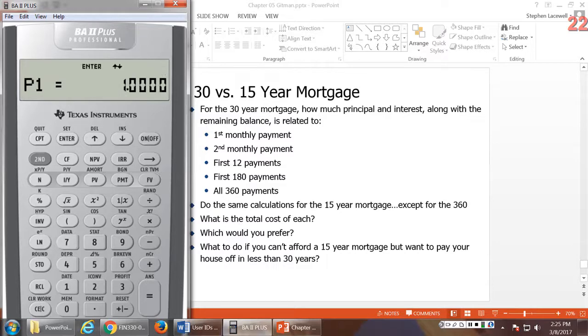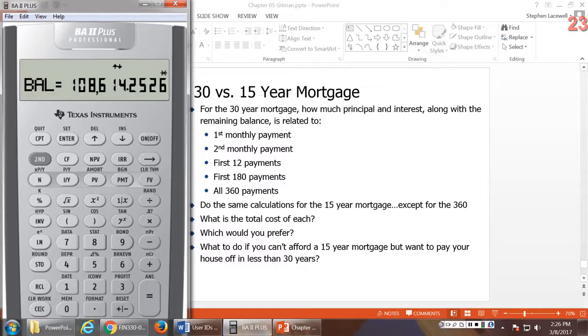So what I'm going to do is set P1 equal to 1 and P2 equal to 180. Press the enter key. So 180 payments, that's 15 years. So we've paid for the mortgage for 15 of the 30 years. And you'll notice the balance is not half of 160, which would be 80,000. The balance, what you still owe, is $108,614. So you're not even halfway there yet.